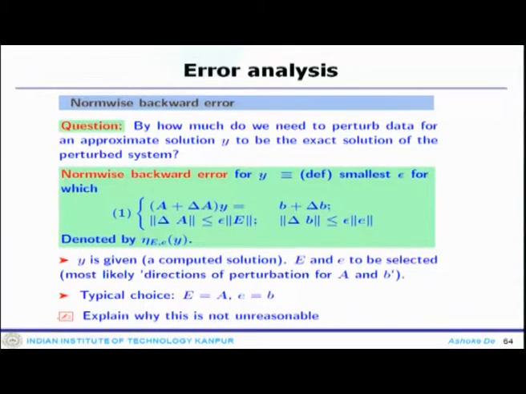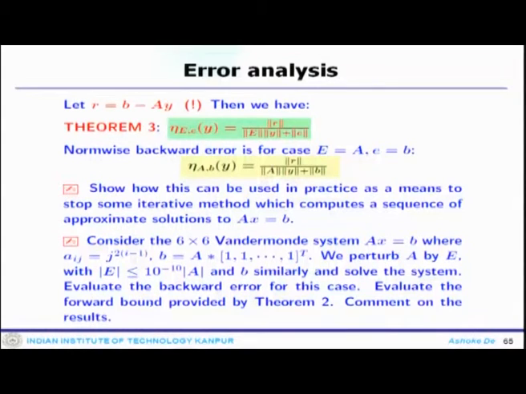So, the backward error of y is the smallest epsilon for which (A + delta A) y equals b + delta b, with the norm of delta A less than or equal to epsilon E, and the norm of delta b less than or equal to epsilon e. Here y is the computed solution, and E and small e are selected for the perturbation. A typical choice is that E is A and small e is b. Why is that not an unreasonable choice?